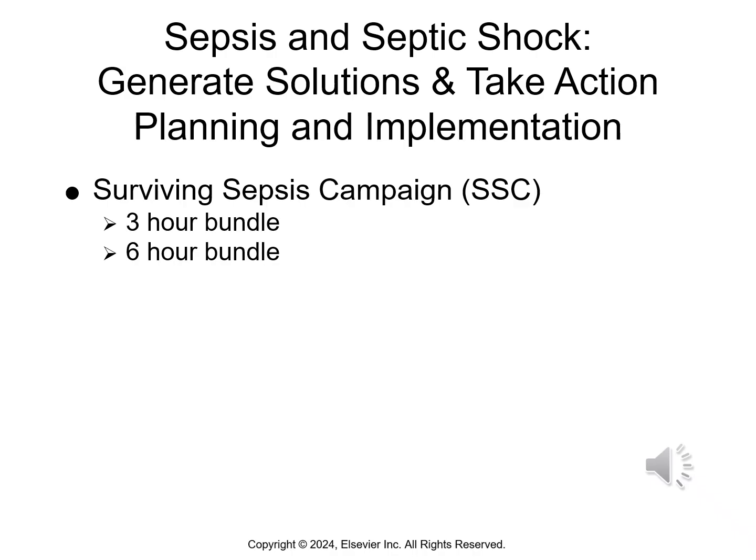We're going to begin a rapid administration of 30 milliliters per kilogram of a crystalloid for hypotension or a lactate greater than 4. We're going to apply vasopressors if hypotension continues during or after fluid resuscitation to maintain a mean arterial pressure, or MAP, of greater than 65.